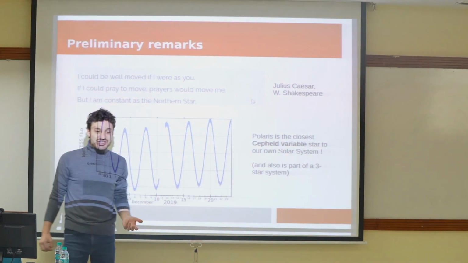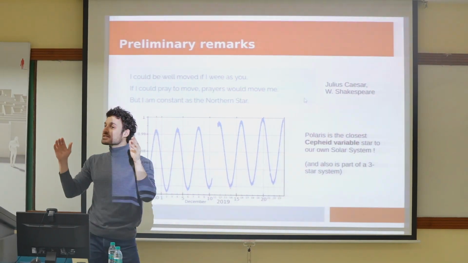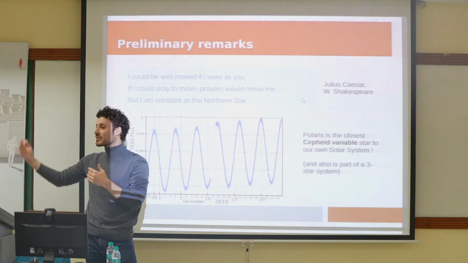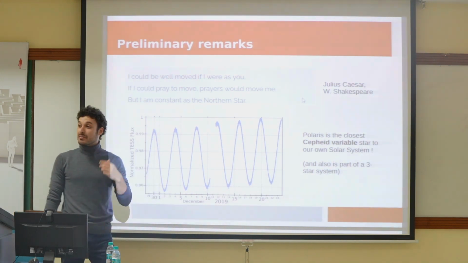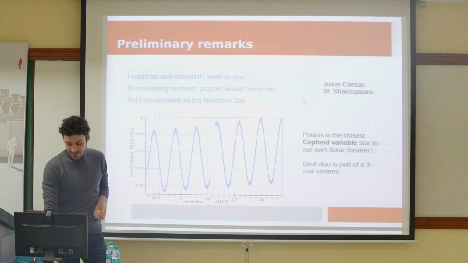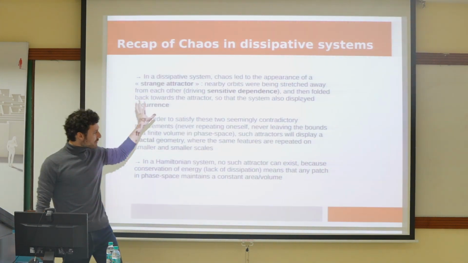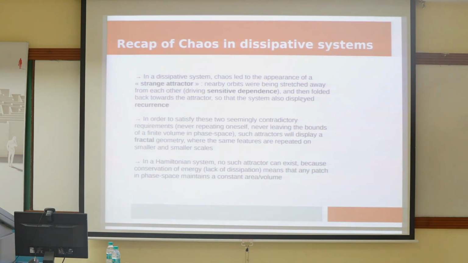So essentially, the prejudice was that astronomy is the field of perfect things, of things that move in perfect circles, that always repeat themselves with perfect predictability. And it turned out pretty early on in the study of dynamical systems in the 19th century that this was actually not the case. Okay, so a quick recap of chaos in dissipative systems, because this is what we'll be contrasting with in the study of Hamiltonian dynamics.